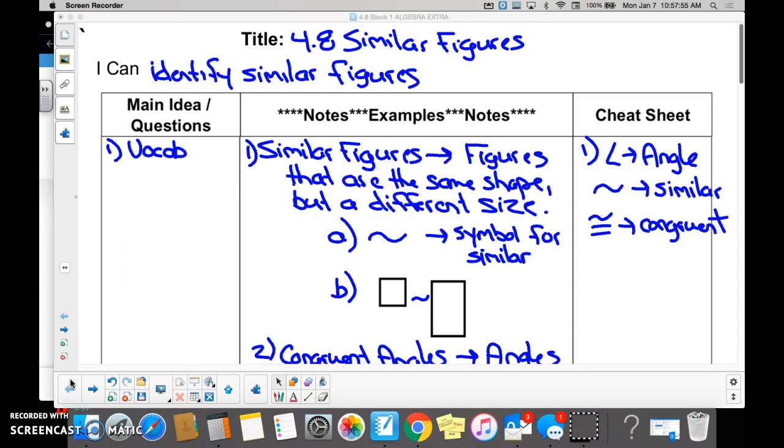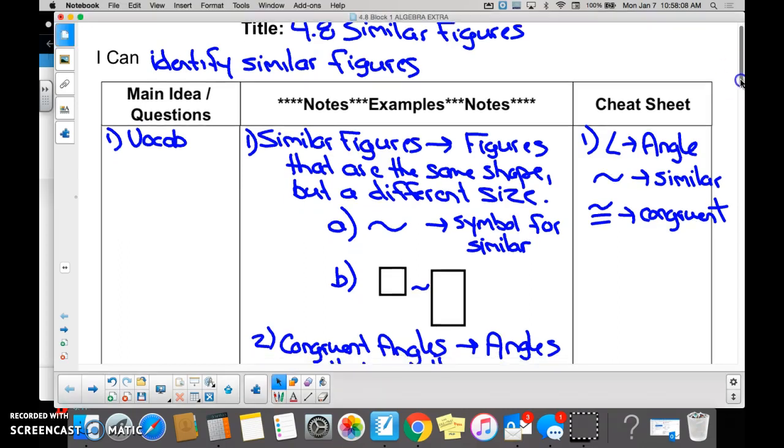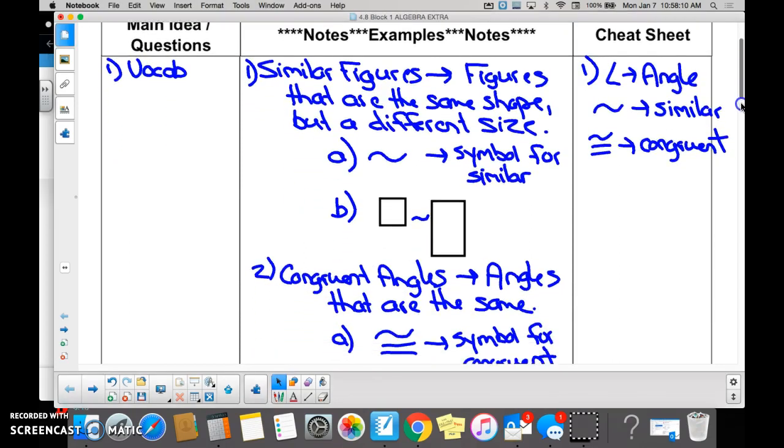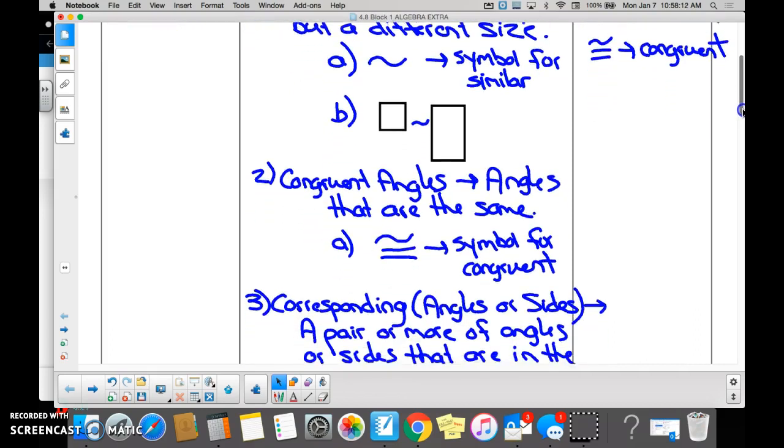Are we capable of identifying similar figures? Yes. Excellent. A similar figure would be a figure that is the same shape but could be a different size. Are the angles in a similar figure the same? Yes. So they're congruent, right? Yes.